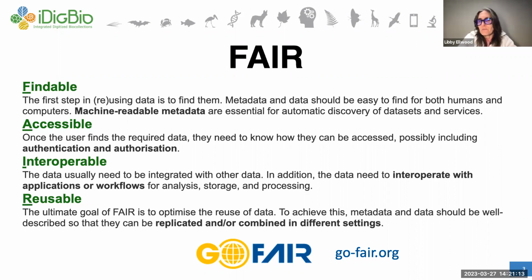I'll define each of the elements of FAIR here, then we'll go into some more depth and provide examples in the slides that follow. First, findable. In order for our data to be the most usable for a wide variety of purposes, they need to be findable by both humans and computers. And a necessary part of this is having metadata that are machine readable. Next, data need to be accessible. Once you find the data, you need to be able to know where and how to access them. This may include authentication and authorization.